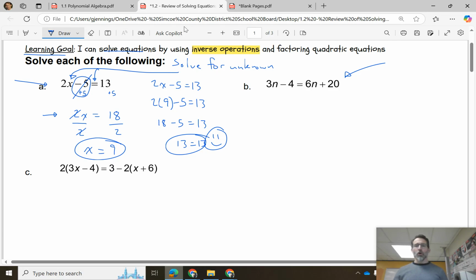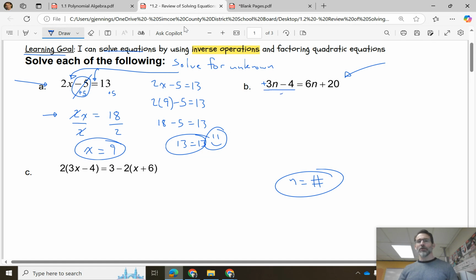Okay. My overall goal is to get n equals the number. That's what I want. And I'm going to do whatever I can to make that happen. So what I'm noticing is n's on both sides. That's super inconvenient. I have an extra positive 3n on that side. What could I do to both sides of the equation to simplify that up and have none of them? Divide by what? By 3?